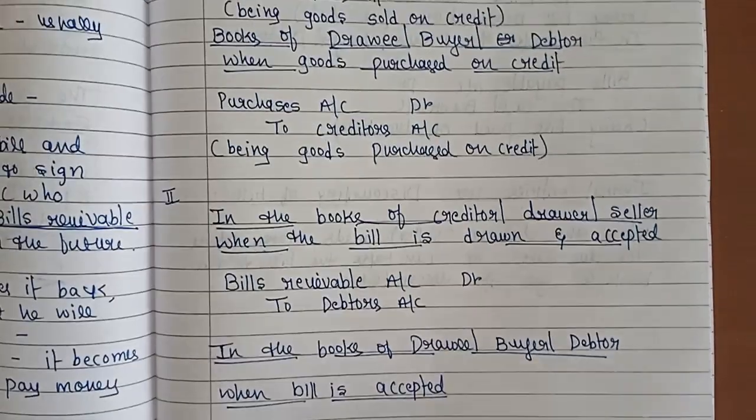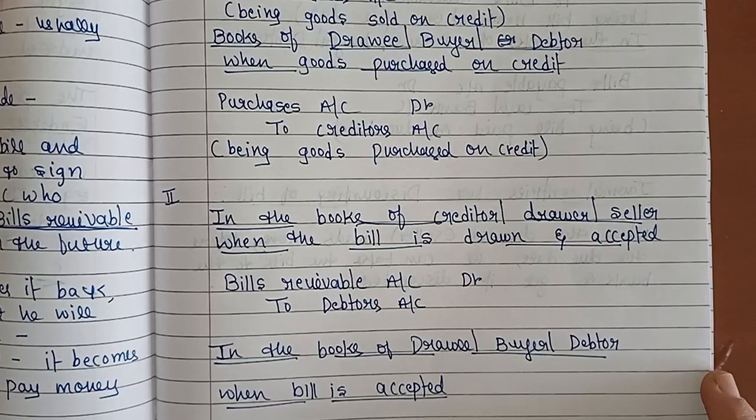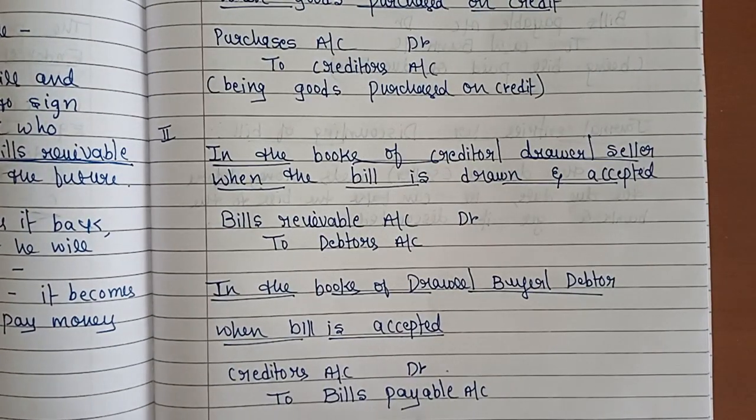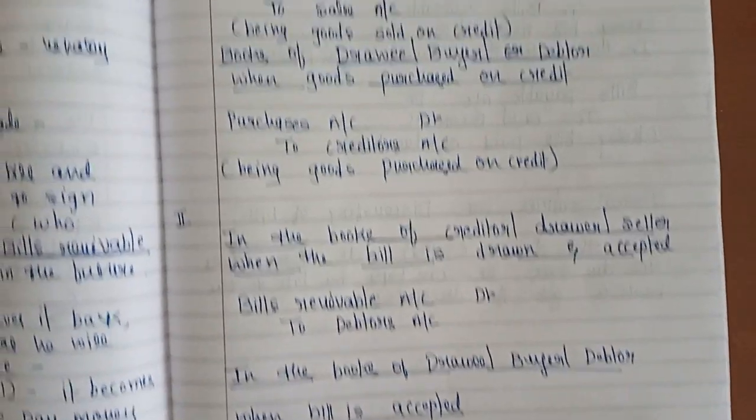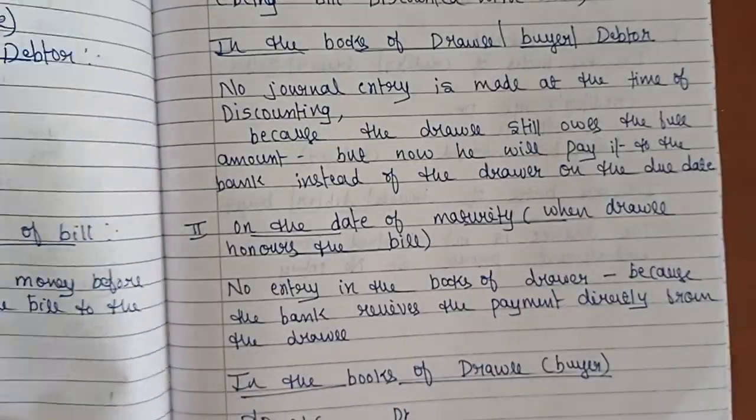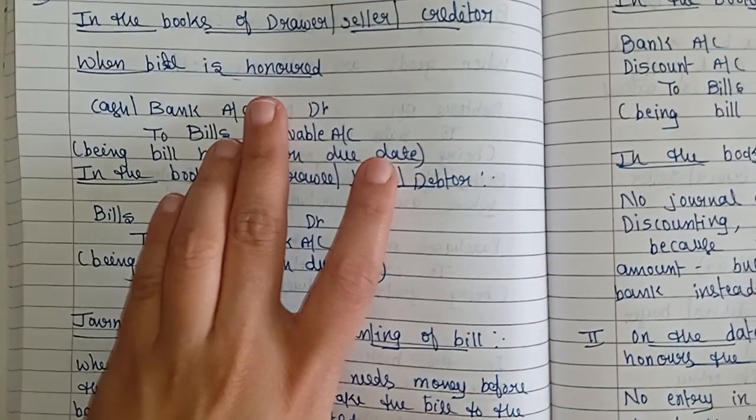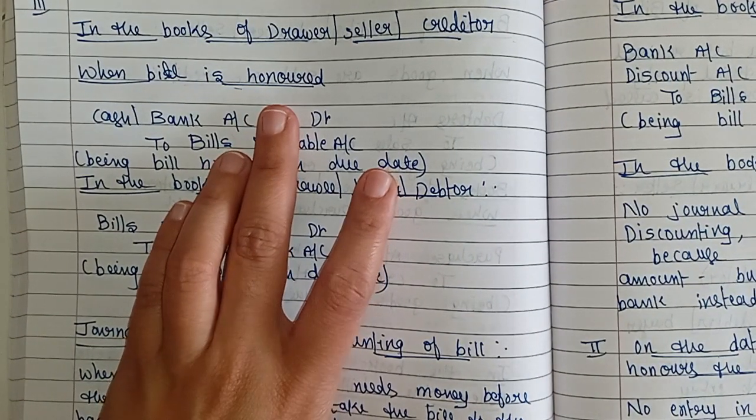Clear? So first, when the goods are sold on credit, the drawer sold the goods on credit and the drawee purchases the goods on credit. And second, after selling the goods on credit, the drawer draws the bill, and that is accepted and given back by the drawee to the drawer. Clear? Till here this is clear, right? So now the next, third situation is when the bill is honored.